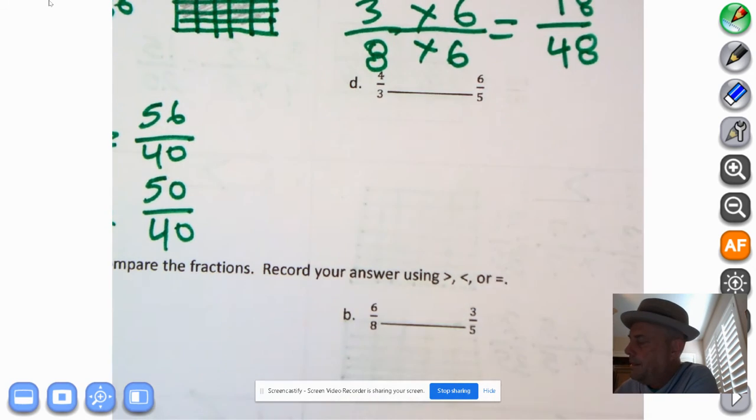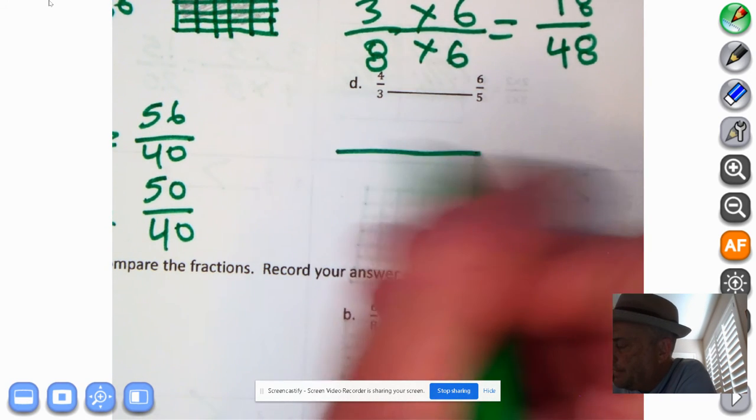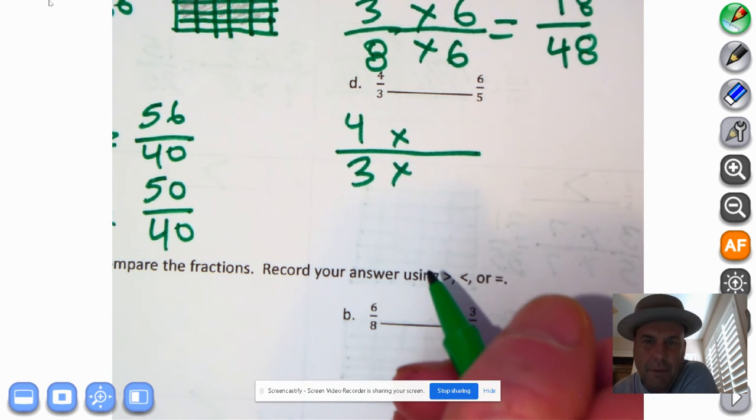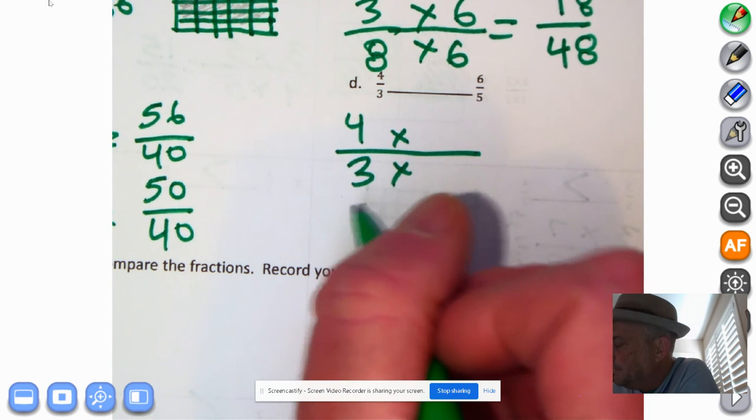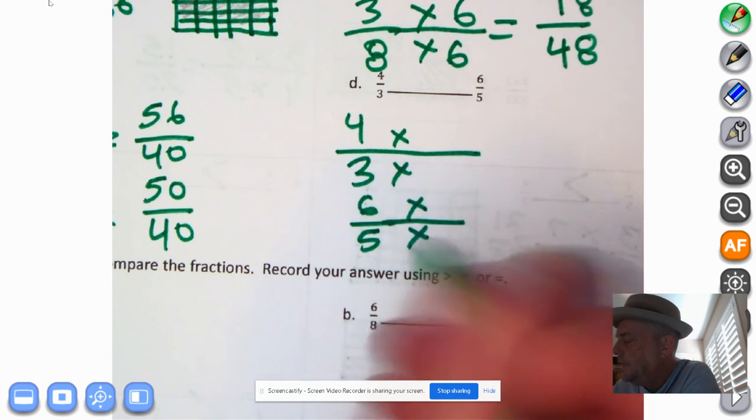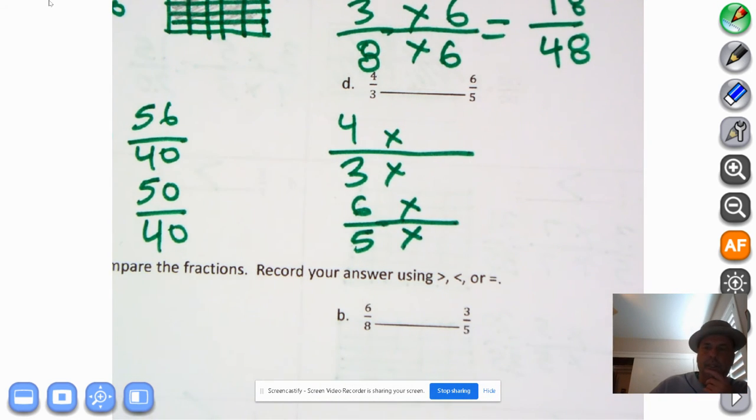On the next one, go for it on your own. I'll get you started, but that's it. 4/3, you're going to multiply 4/3 by something, and you're going to multiply 6/5 by something. This one might be pretty close. So go for it on your own. See what you get. Hit pause.